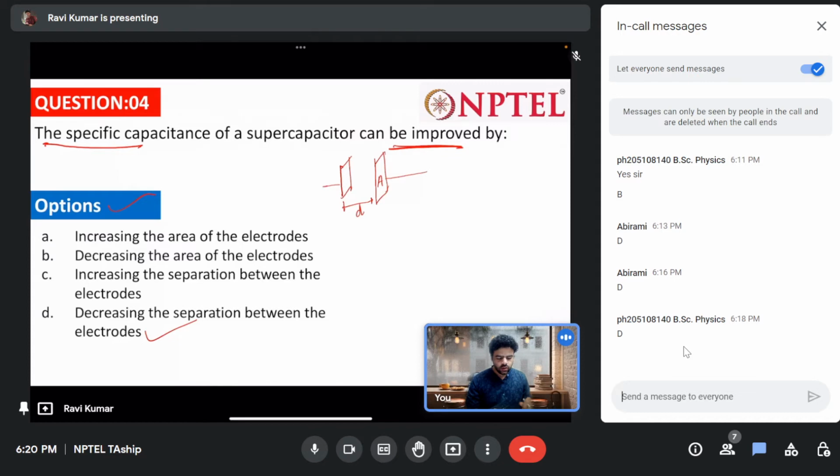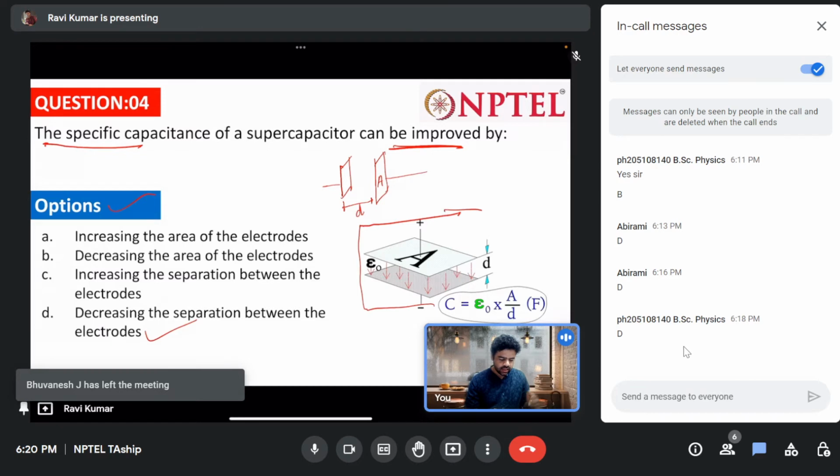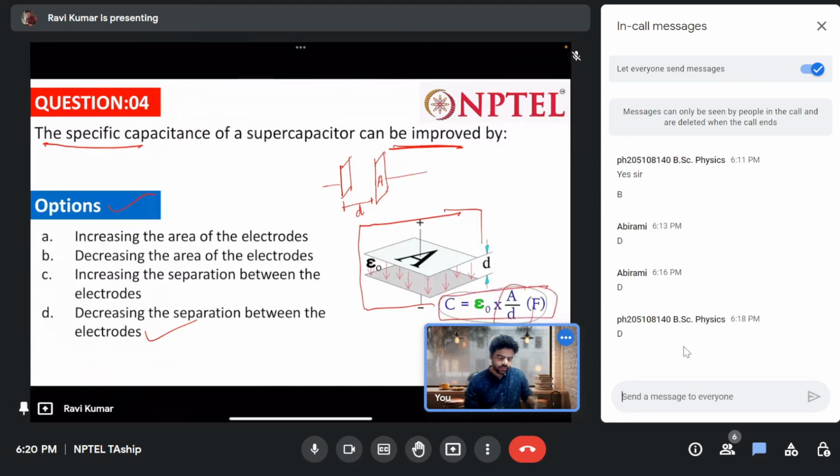Okay. So see, this is a capacitor, and the capacitance is represented as C = εA/D. If we need to increase C, then we can increase the A, or we can decrease the D. So by increasing the electrode area, yes. By decreasing the area of electrode, no. By increasing the separation between the electrodes, no. By decreasing the separation of electrodes, yes. So A and D are the correct answers.